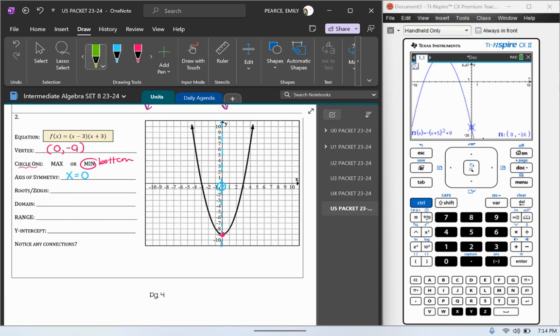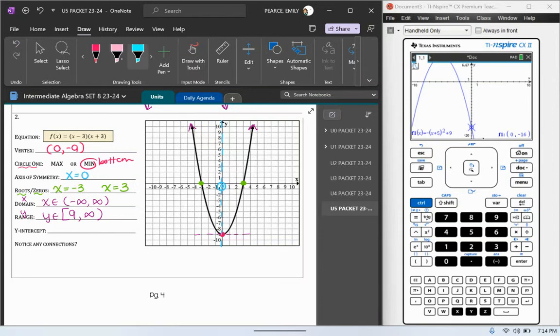Where your function is rooted, they're also called zeros because the y value is equal to 0. So x is equal to negative 3 and x is equal to positive 3. For your domain, all your x values exist. It's going to keep going on forever and ever. So from negative infinity to infinity. The y values of this function, however, stop at negative 9. So the low is negative 9. The high is infinity. The 9 is included. The infinity is not.